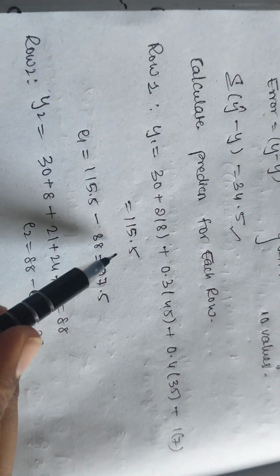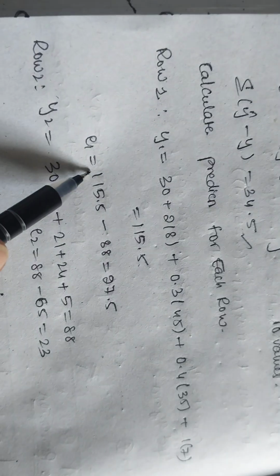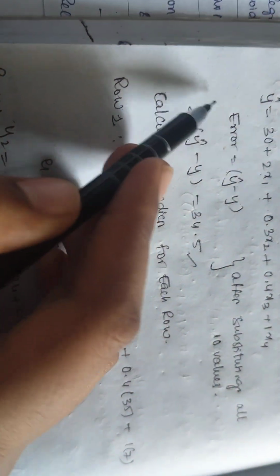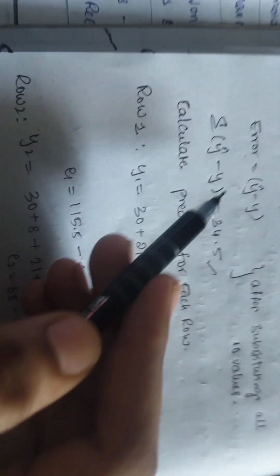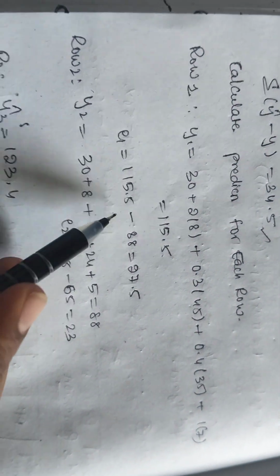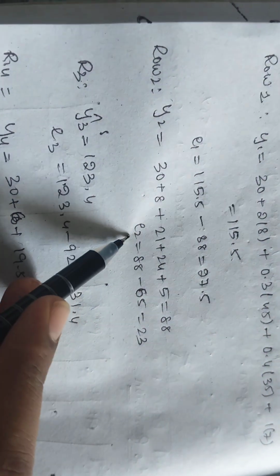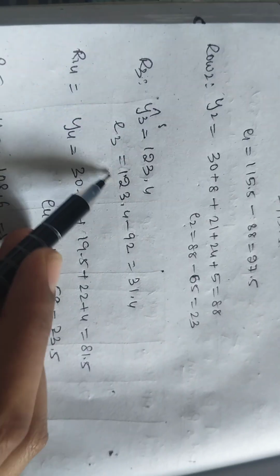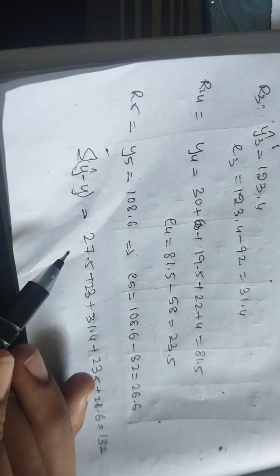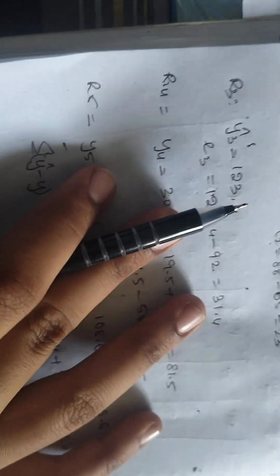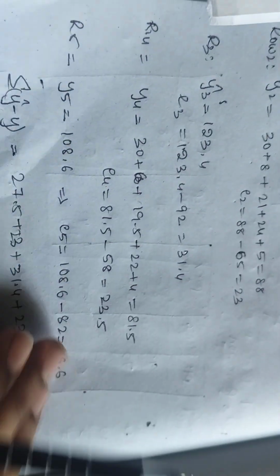So for every row we will find the y prediction, and we'll find the error. Error is y prediction minus y. In this way, error 1 and prediction 2, error 2, prediction 3, error 3, like that for all the rows. There are 5 rows, 5 predictions and 5 errors. Okay, so this is it. We'll find them in this way, as you can see.